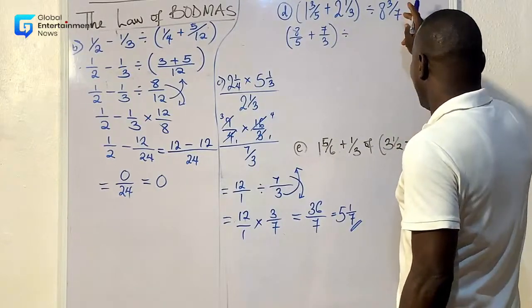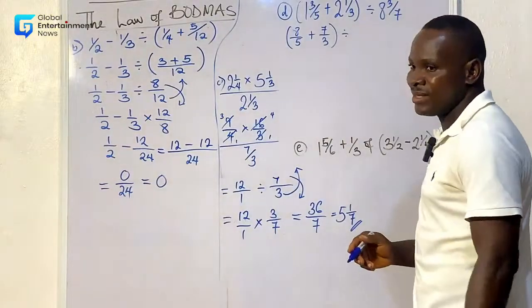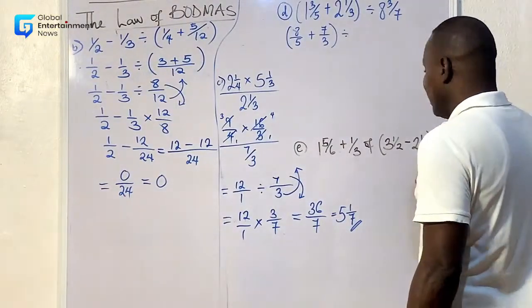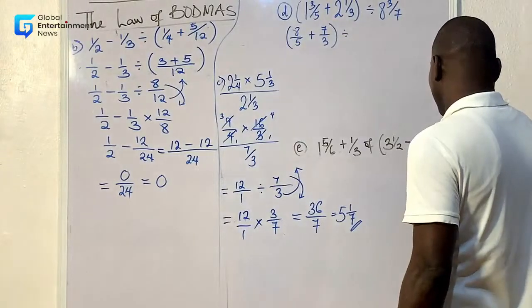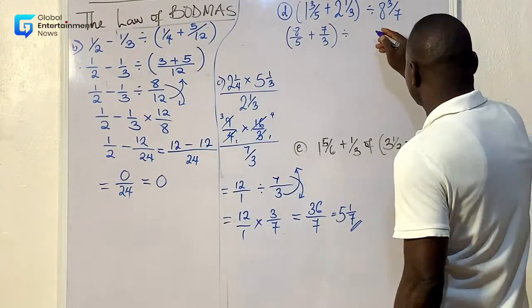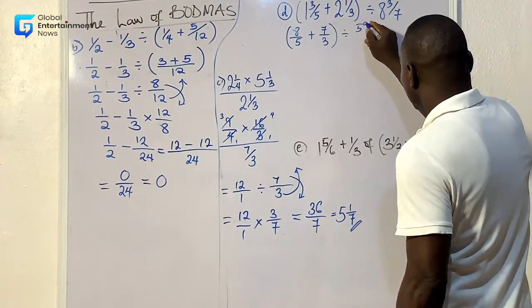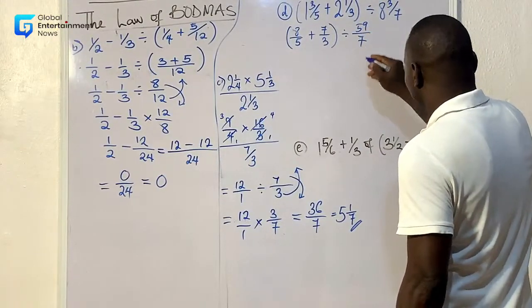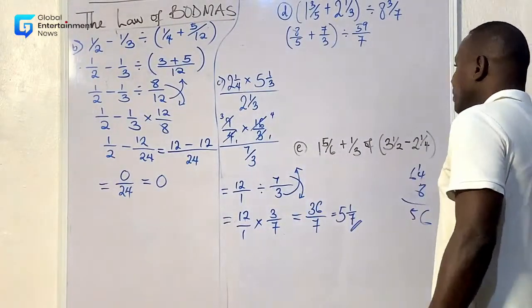Divided by, we have 7 times 8. What is 7 times 8? 8 times 8 is 64. 7 times 8 is going to give us 56. 56 plus 3 is 59. We have 59 all over 7.